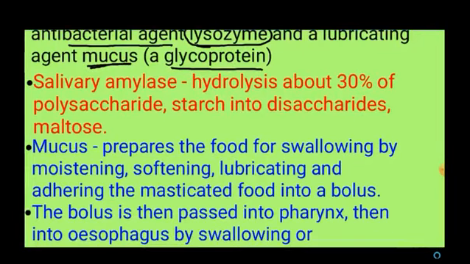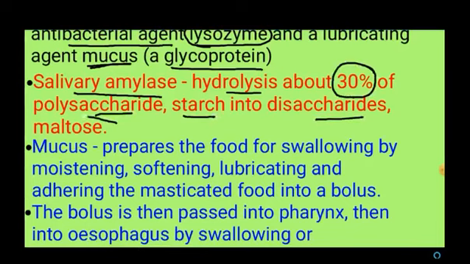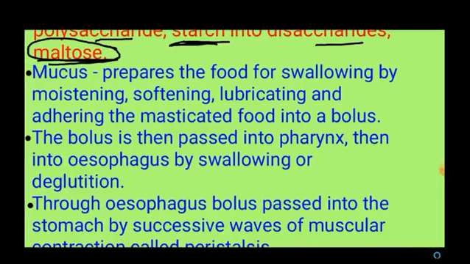So the saliva contains an enzyme called salivary amylase. What is the function of this salivary amylase? It hydrolyzes about 30% of polysaccharide, that is starch, into disaccharide called maltose. And the mucus which is present in the saliva prepares the food for swallowing. It moistens the food, softens the food, lubricating and adhering the masticated food in the form of a bolus.